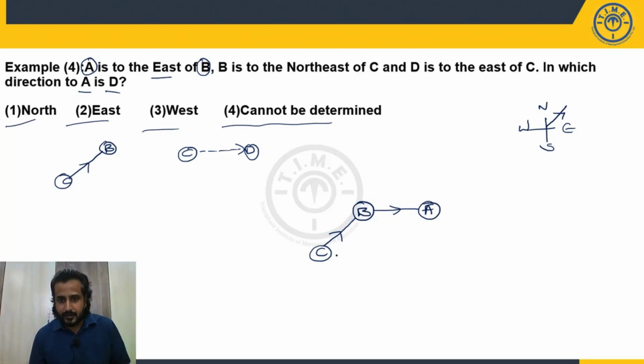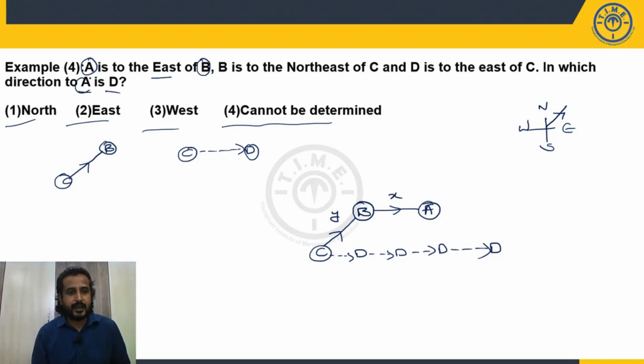Okay. So C is here. Do you know the distance? It could be X meters, Y meters, Z meters. But the distance is not given numerically. So where will D come? D may be here, D may be here, D may be here. So D can be any one of these positions. By placing D in any of these positions, all I can say is that D is to the east of C only, right? Yes.